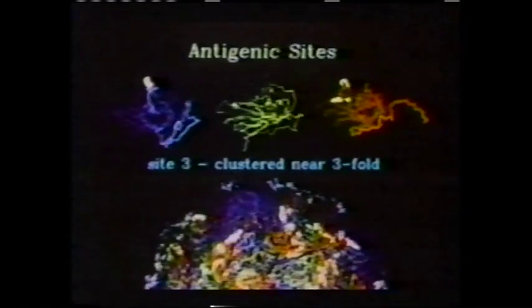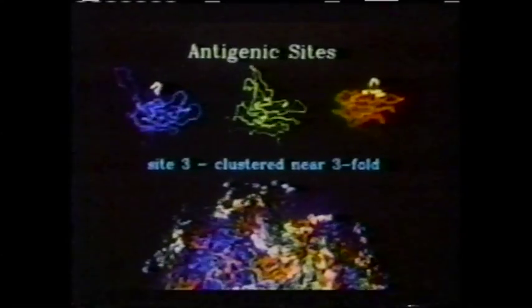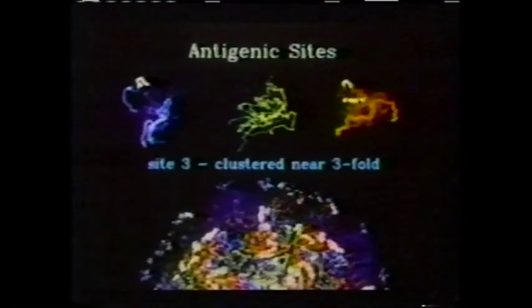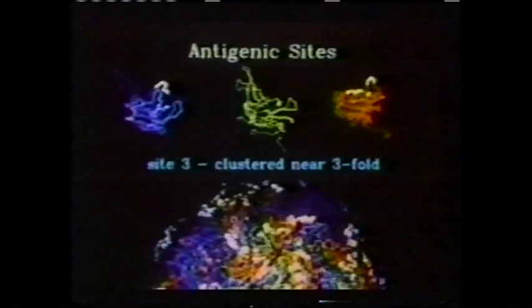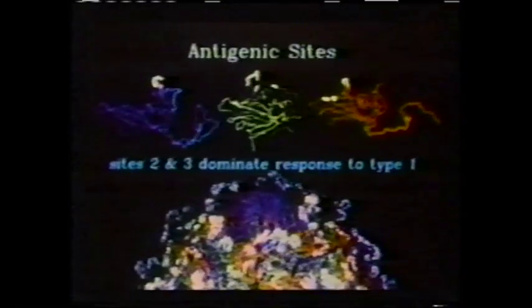The third cluster of mutations includes residues from a loop near the carboxy terminus of VP1, from the small insertion top loop of VP3, and a residue from the top loop of VP2. These mutation sites cluster near the 3-fold axes of the virion. Sites 2 and 3, shown together here, dominate the neutralizing response to type 1 poliovirus in mice.